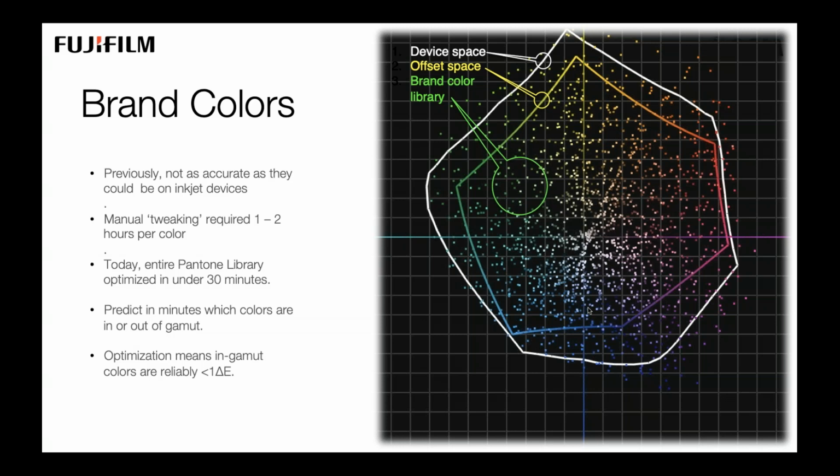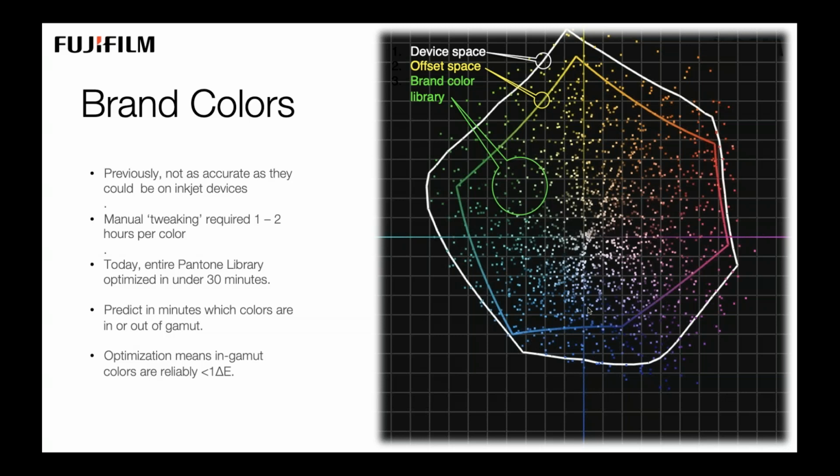We can actually optimize this by repeating the process, printing up the chart again, measuring it, minimizing the delta E, and we can now start to get, within a very short amount of time, the entire Pantone library, for example, within a delta E of 1, except for those colors that are outside of the gamut, of course.